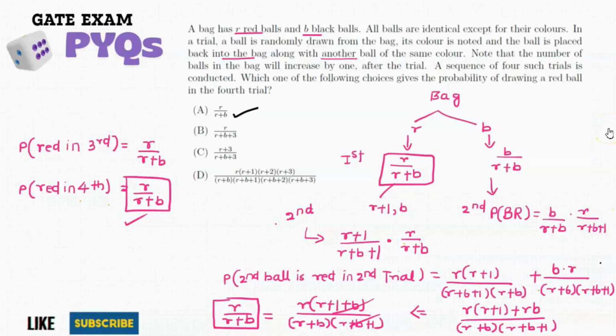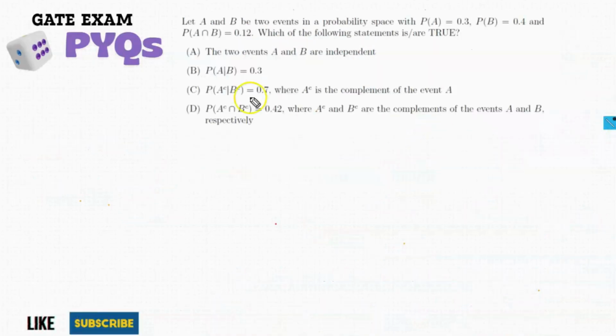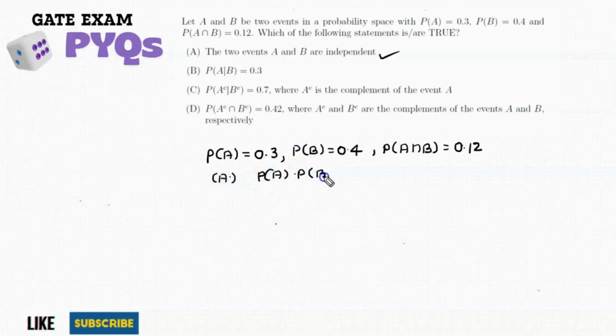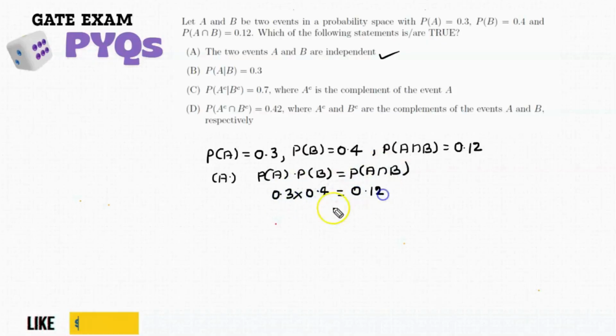Now moving to the next question. A and B are two events in a probability space, and we have been given the probability of A as 0.3, the probability of B as 0.4, and the probability of A intersection B as 0.12. We have to check which of the following options are correct. So first, whether they are independent or not. We know that if A and B are independent, then the probability of A times the probability of B should be equal to the intersection. So this is given as 0.3, 0.4, and this is given as 0.12. So yes, they are independent.